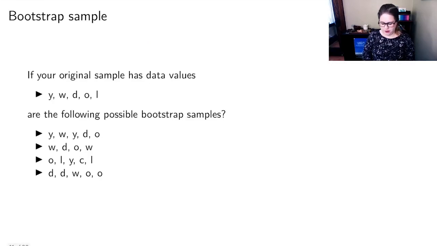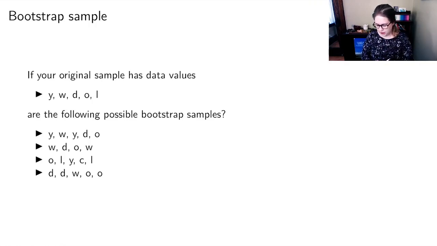Let's think about some Bootstrap samples, and I want to do this in kind of an abstract way. So here's my original sample. It had values Y, W, D, O, and L. I want to know if the following are possibly Bootstrap samples. So I'll show you with the first one how I would determine this.